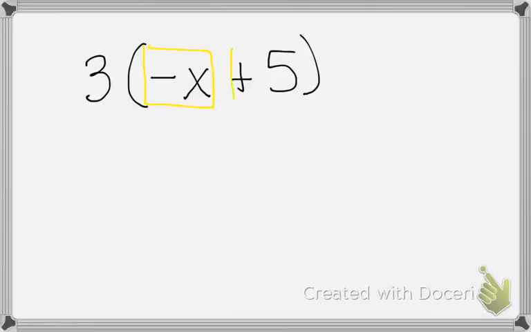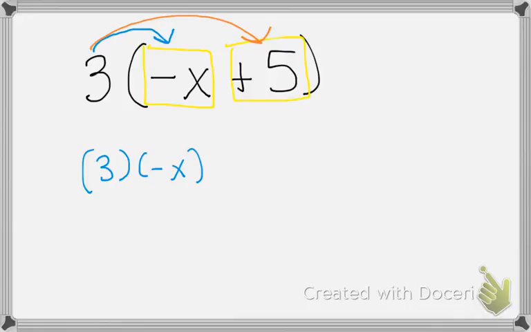3 times negative x plus 5. If I follow those same steps and just separate my terms, it's easier to see that I'm multiplying 3 times a negative x, and then my second step, 3 times a positive 5. Now I can go back and start to solve my problems.